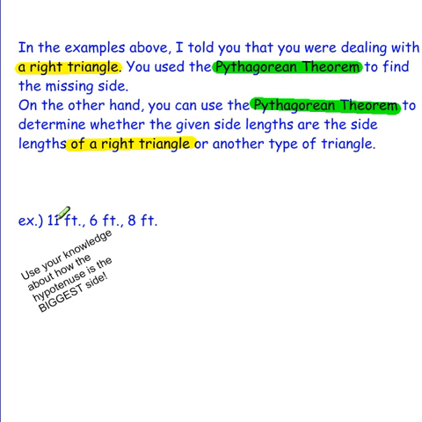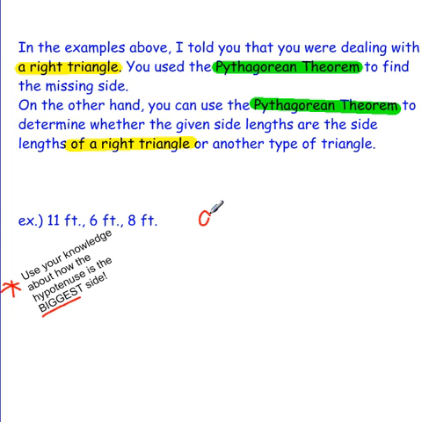Let's determine if these side lengths, because we don't have a picture to look at, we don't see a magic little box down in the corner indicating that it's a right triangle. We've got to work for it. So we've got side lengths of 11 feet, 6 feet, and 8 feet. Now, this is what I would say whenever you're just given a list of side lengths. Use your knowledge about how the hypotenuse is the biggest side. It is the largest side, so let's think about it, guys. It's going to be the biggest number.